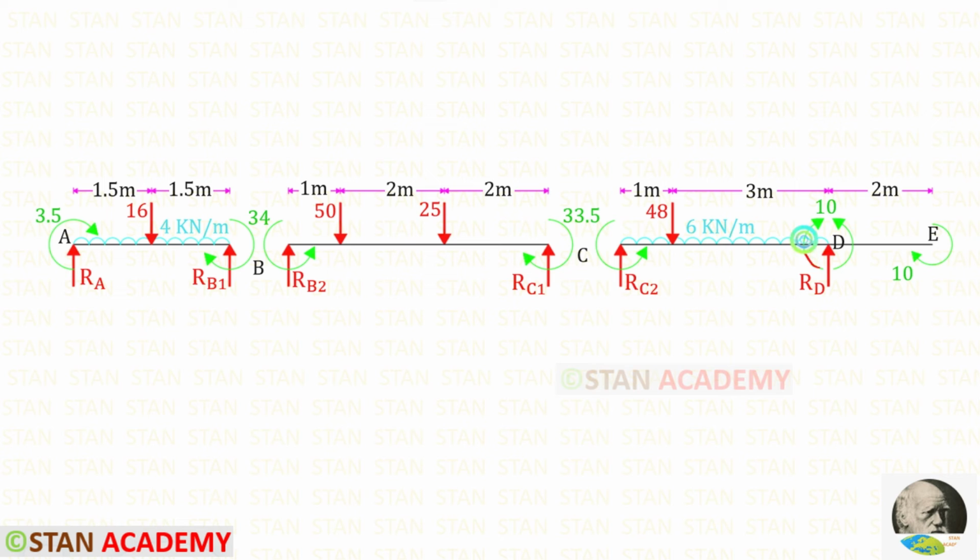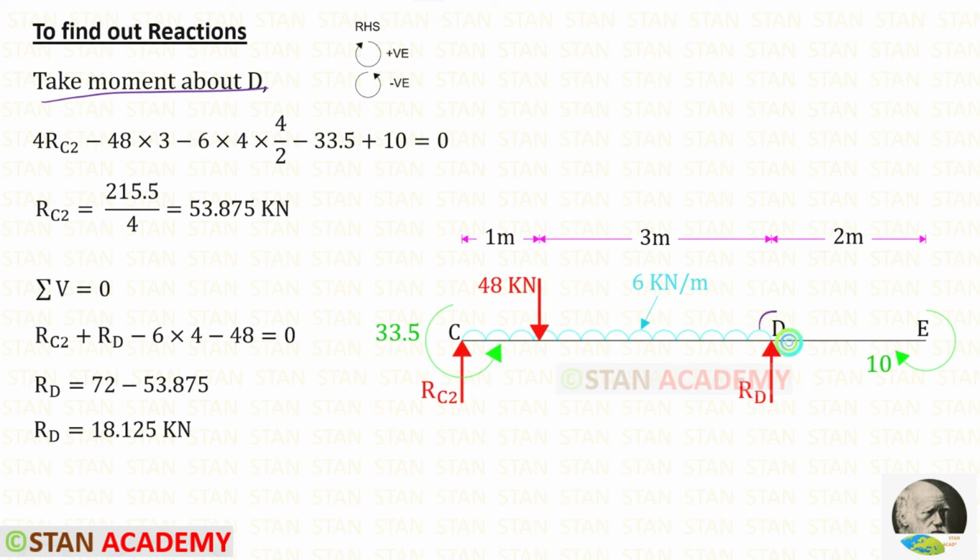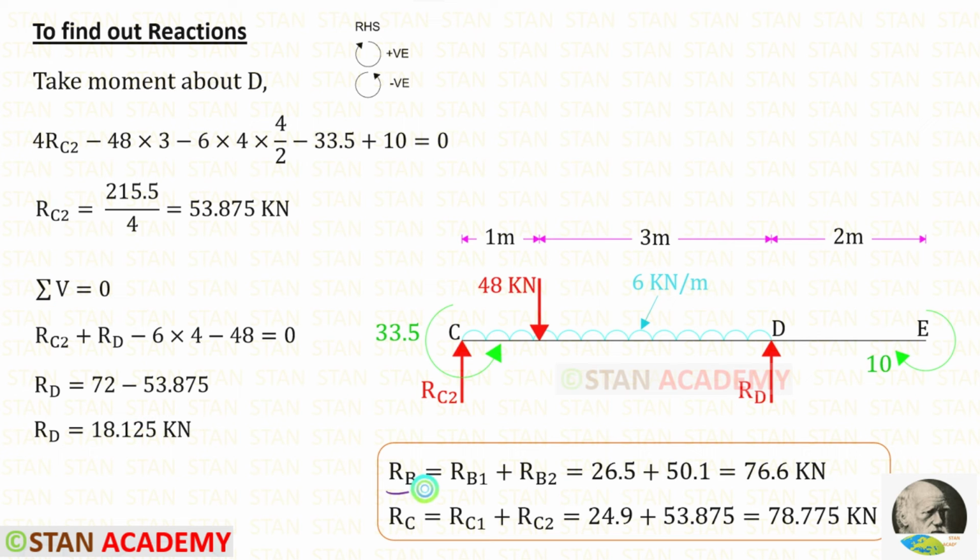Now let us take CD and DE together and find the reactions RC2 and RD. No need to consider these two moments because both of them will get eliminated. We have to consider this moment which is acting in the anti-clockwise direction and this moment which is acting in the clockwise direction. By taking moment about D, we can find RC2, and then by applying this rule, we can find RD. Let us find RB by adding RB1 and RB2 so that for RB we will get 76.6 kN.